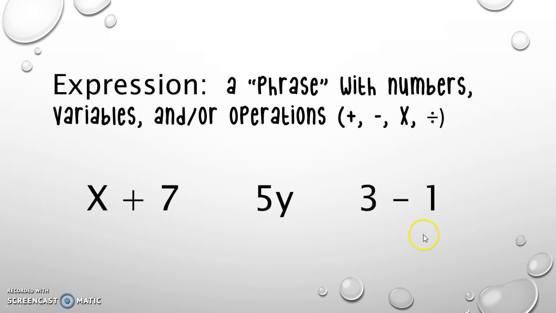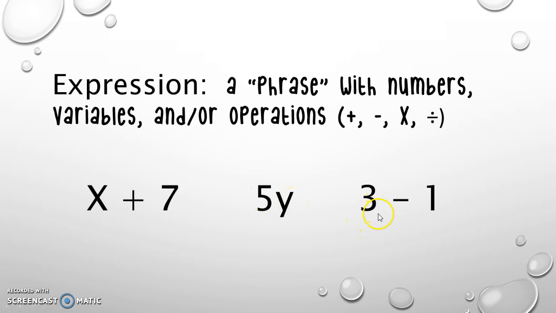I also use the term expression. That's a phrase with numbers, variables, and/or operations. Sometimes it does have an operation in it, sometimes it doesn't. These are some examples. X plus 7, something that I don't know, plus 7. 5 times something I don't know. The example with boxes of cookies, this would be it. 5 boxes of cookies, don't know how many.